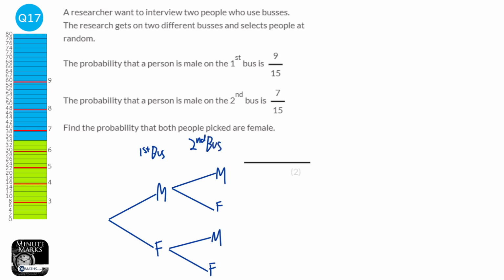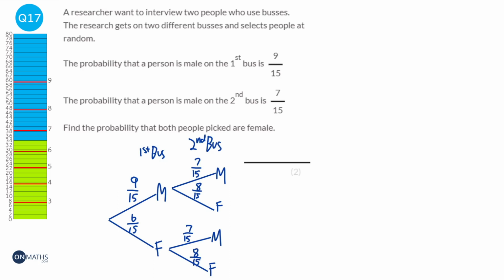So the probability of male on the first bus is 9 over 15. And therefore the probability of female is 1 minus 9 over 15, which would be 6 over 15. Male on the second bus is 7 over 15. And so female would be 8 over 15, because they need to add up to 1. And it's independent, so these will be the same. And the question is basically asking what is the probability that both will be female.